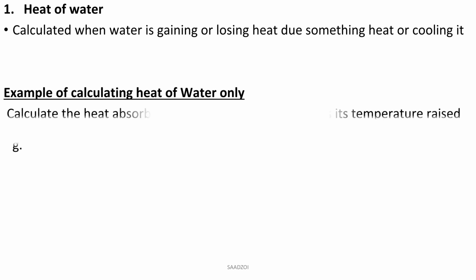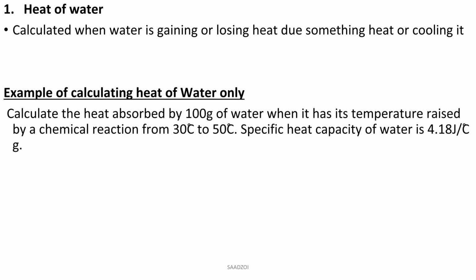So here's an example of it. Calculating heat absorbed by 100 grams of water. Because it's water by itself, this is our mass. There's nothing else to add. Temperature, it's going from 30 to 50. So 30 represents our T initial, and 50 is T final. And this is our c, specific heat capacity, which is 4.18. So I'm going to write the formula down first. Q is equal to m c triangle T.